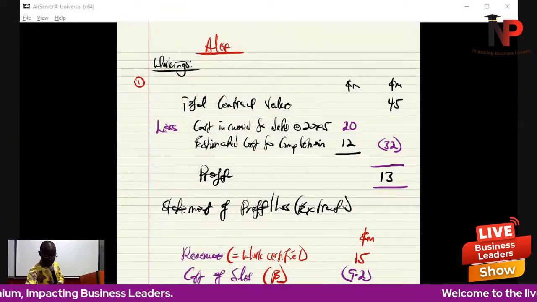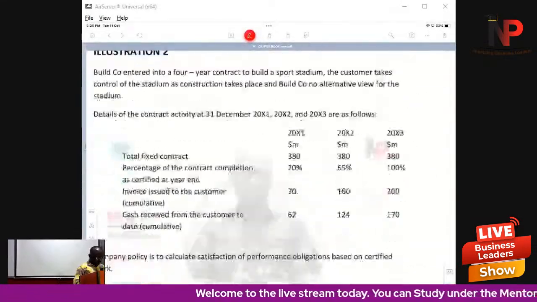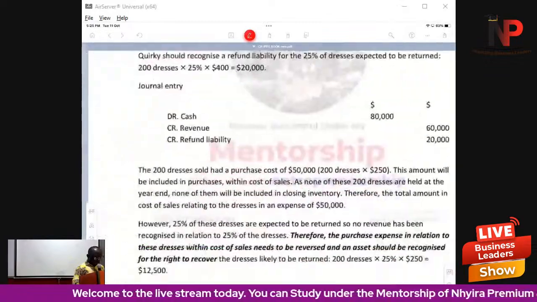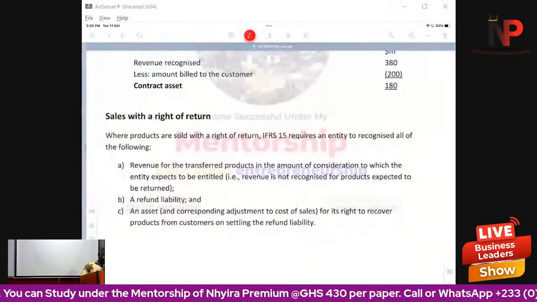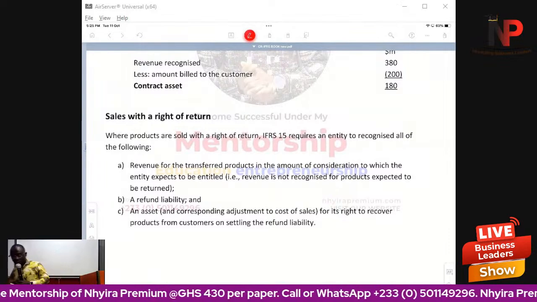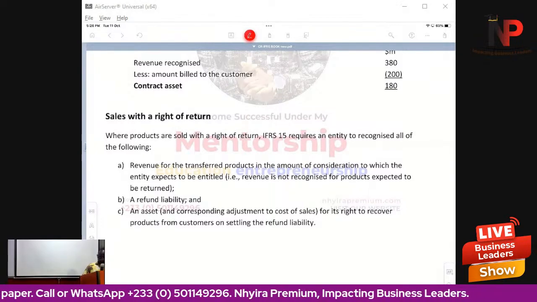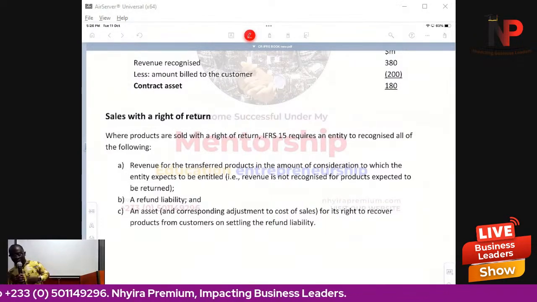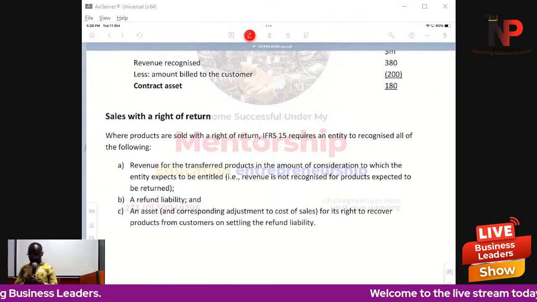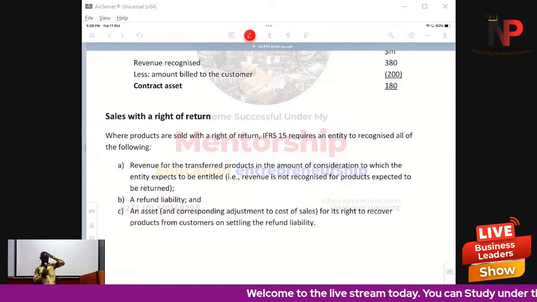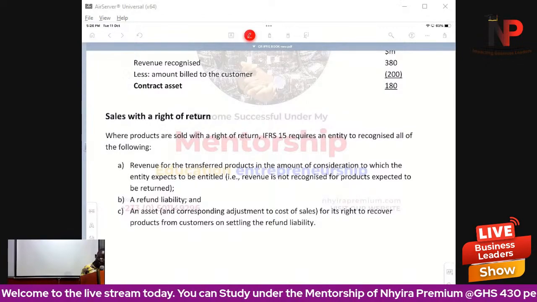So let me share some final issues with you here on IFRS 15. How do we recognize revenue? Now, there are a number of questions available in the book. How do we recognize revenue when a company sells goods on what we call a sales with right of return basis? In other words, if an entity sells goods to a customer and the customer has the right to return the goods, should the customer not be able to sell the product at the end of the year, how do we account for such a transaction?